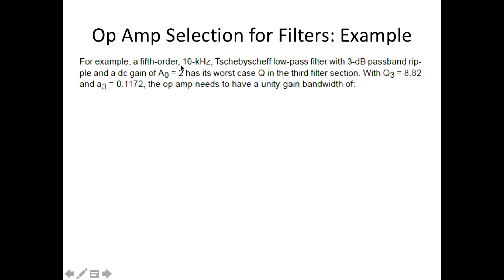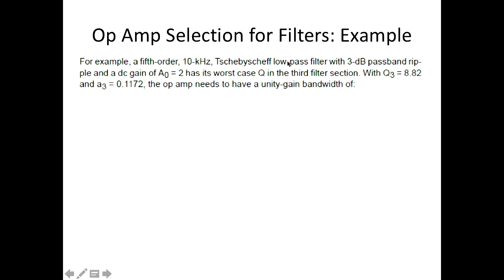Because this is a fifth order, for the fifth order we already needed 3 stages. So the worst case Q is in the third section. So we have to pay attention to the third section. If you don't pay attention, you may get error. Then this is the Chebyshev low pass filter, and when you are designing a fifth order filter, you have to find out the Q values.